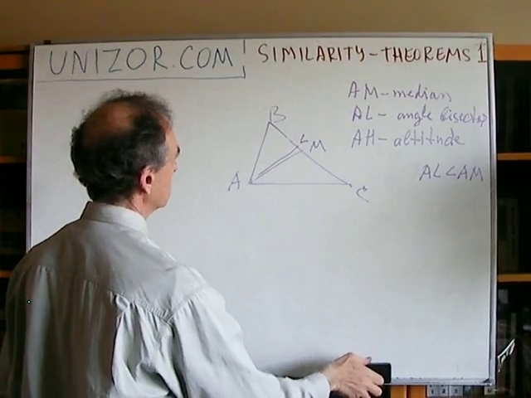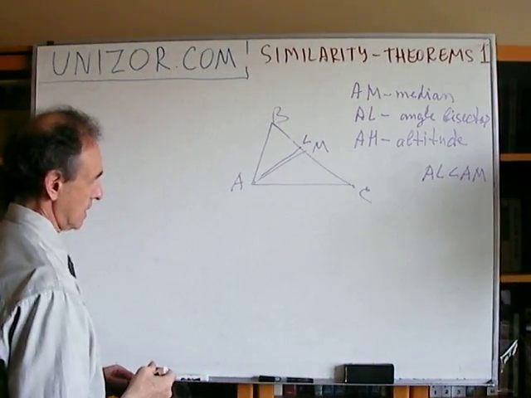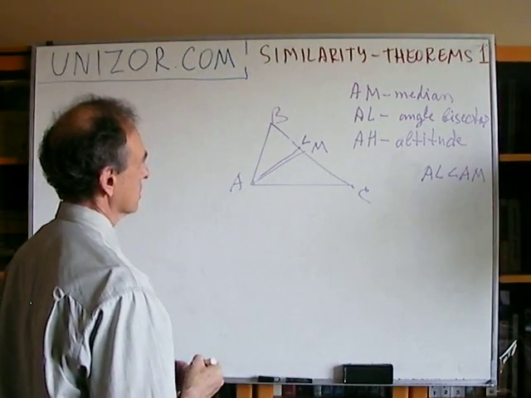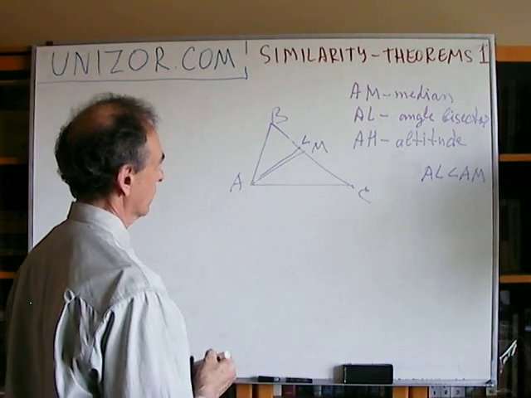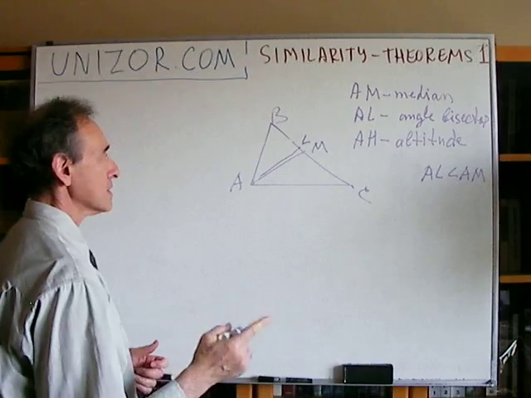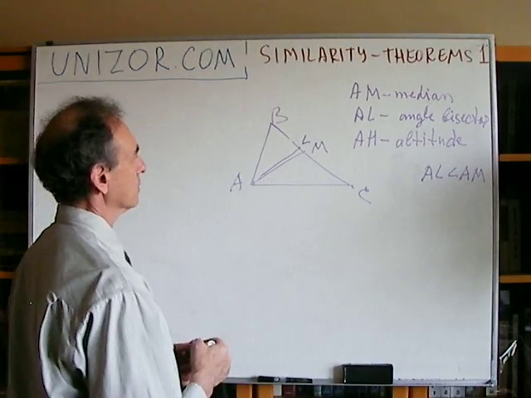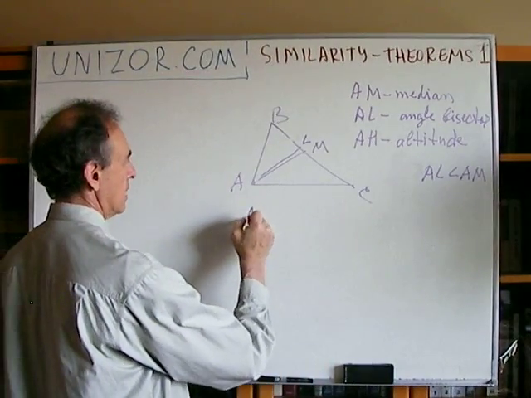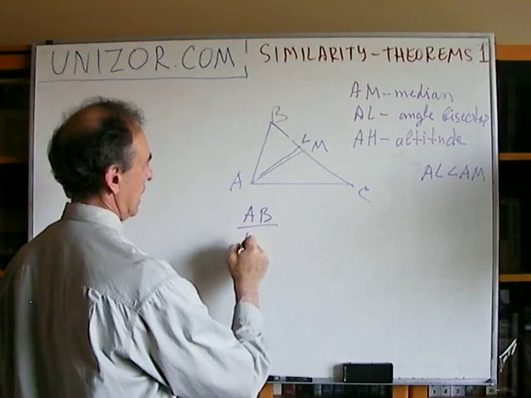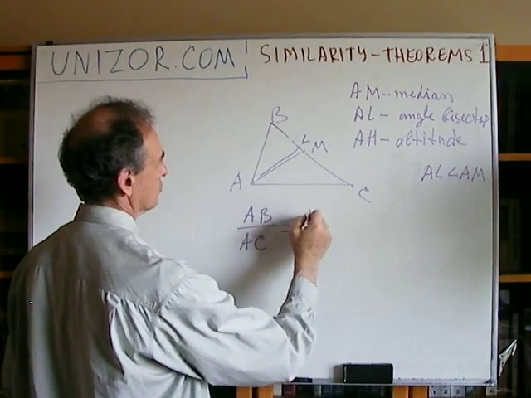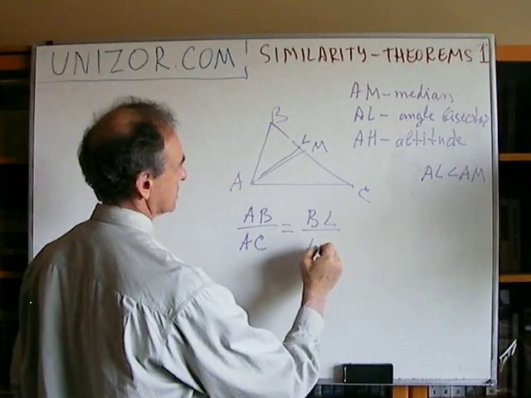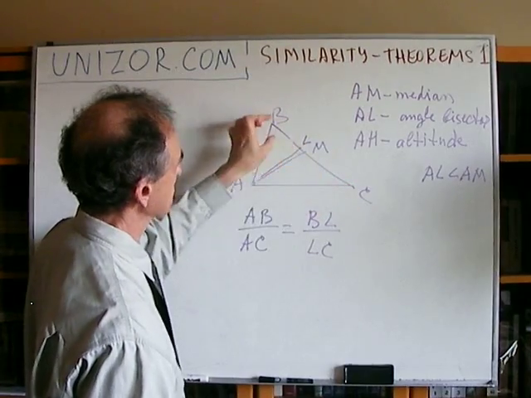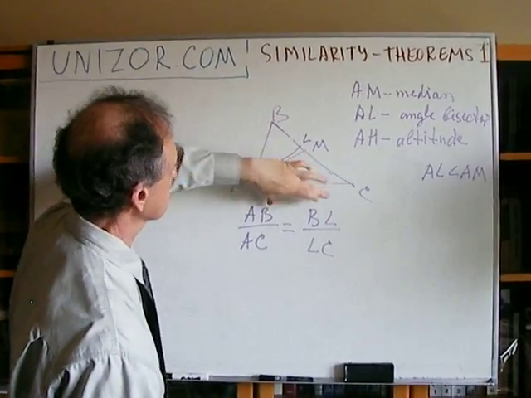So, we have a median and an angle bisector. And we have to prove that the angle bisector is smaller than the median. Now, here is how we can do it. Think about the previous theorem which I have just proven. It stated that AB over AC equals BL over LC, right? The angle bisector divides the opposite side proportionally to the sides which form the angle.